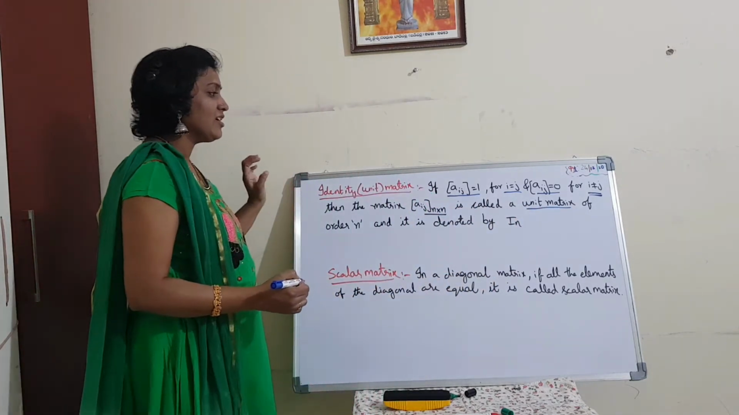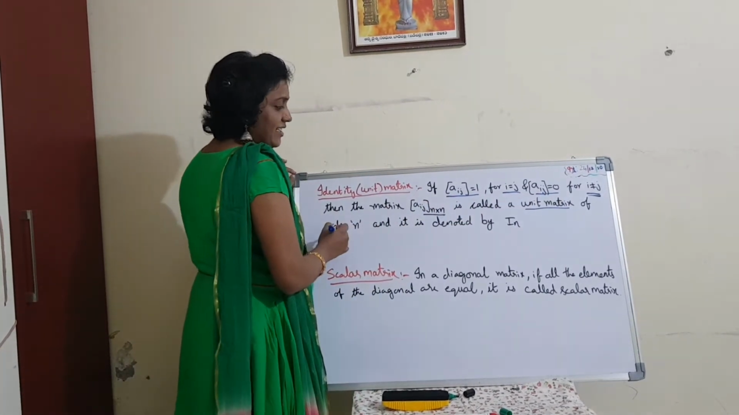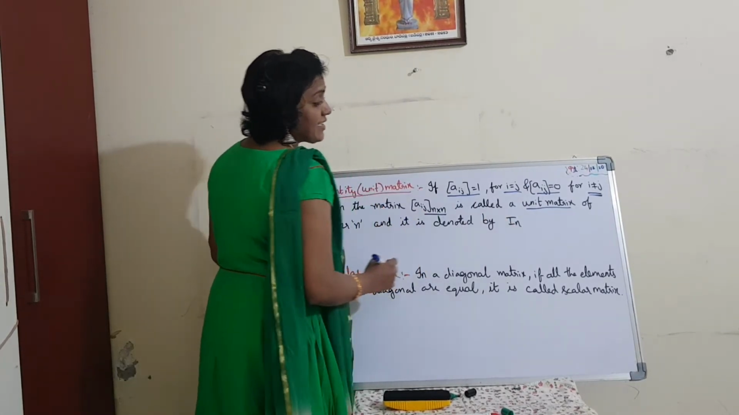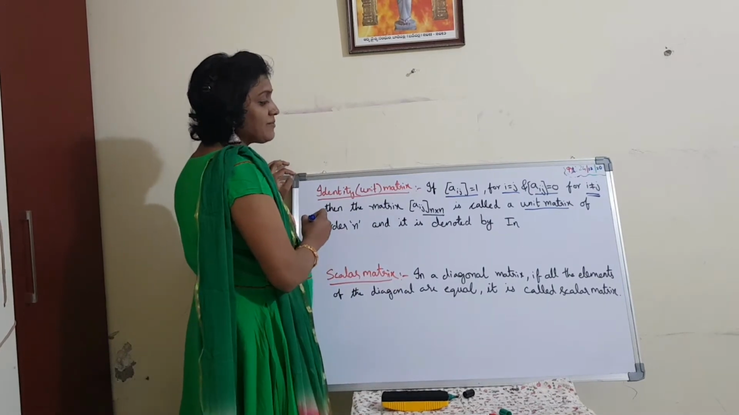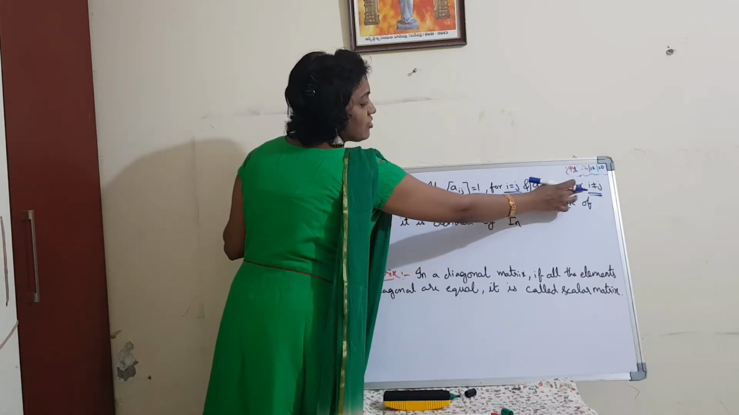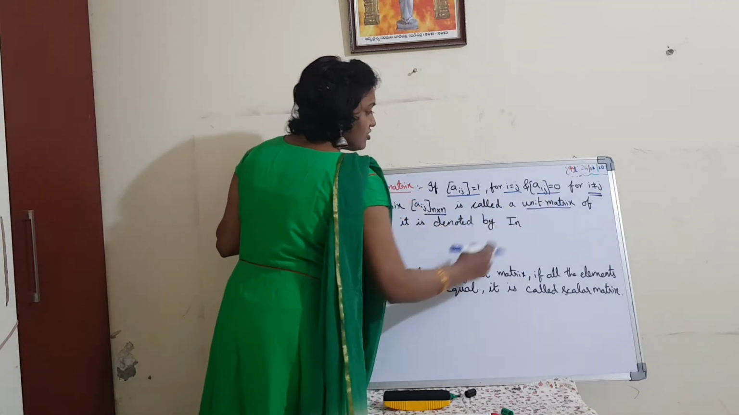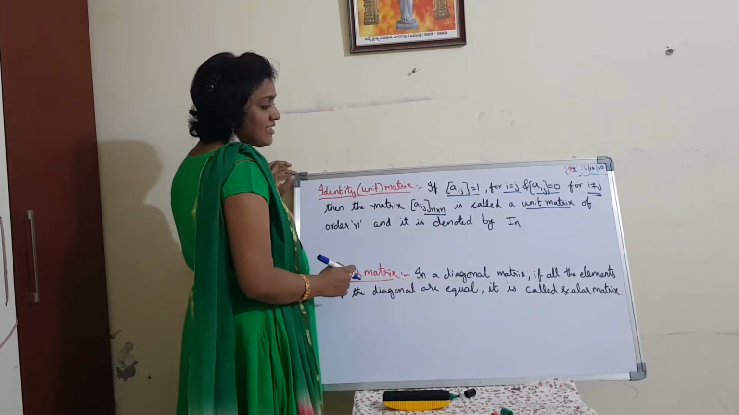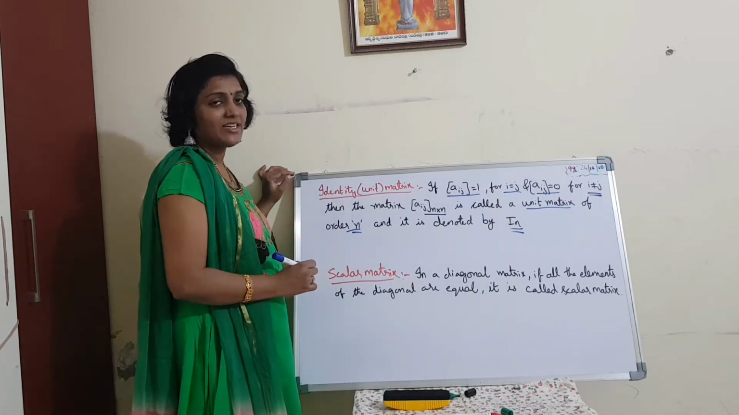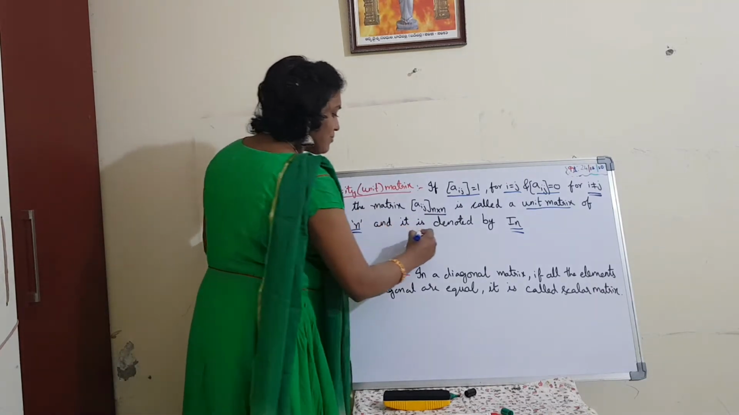The matrix must be a square matrix. Then it is called the unit matrix of order n, and it is denoted by In. What is an identity matrix? If aij = 1 when i = j, and aij = 0 for i not equal to j, then it is called the unit matrix and it is denoted by In. Here order must be n because it is a square matrix, n by n we will get, no? That's why. I will tell an example, you can understand.